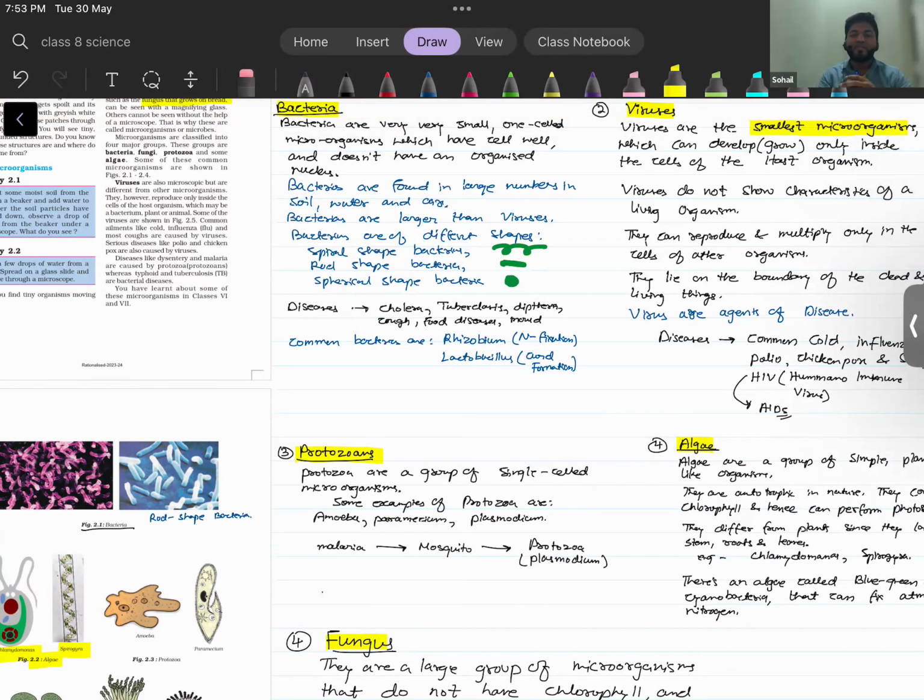Look, the answer is very simple. Microorganisms are found practically everywhere, in all types of habitats. They are found in almost all types of habitats in the world. They are found living deep inside the ocean. They have also been found living in volcanoes.